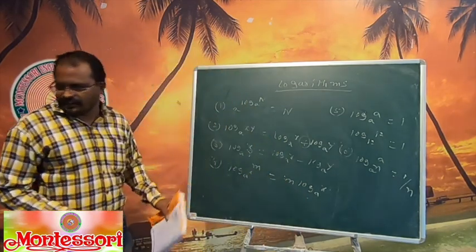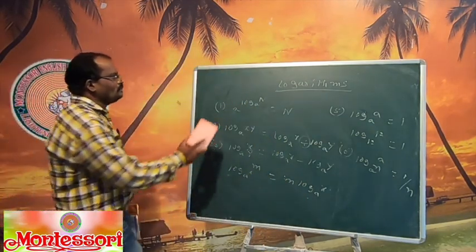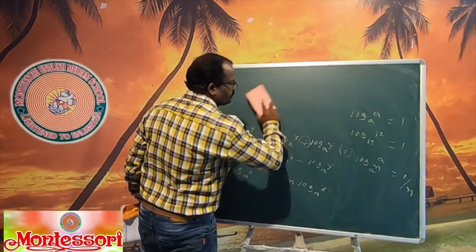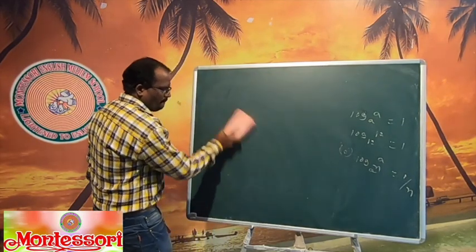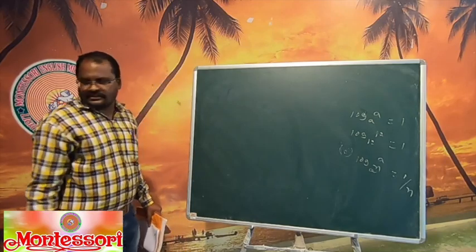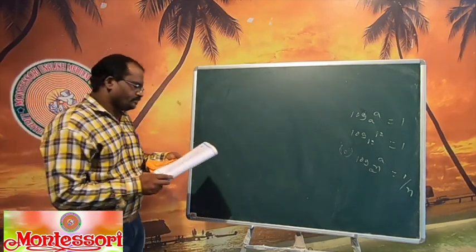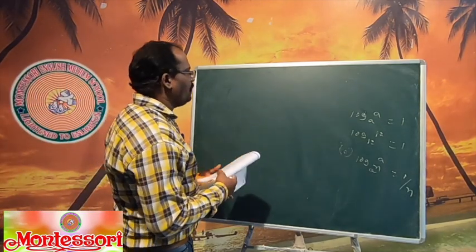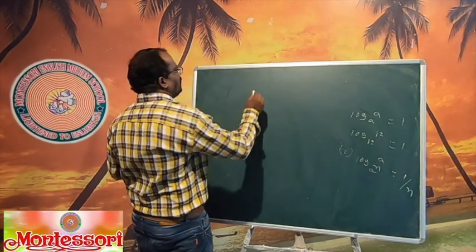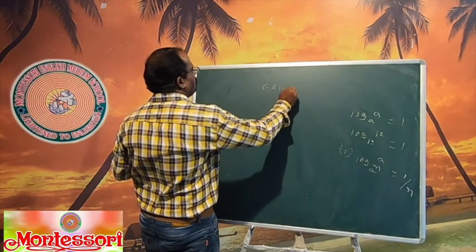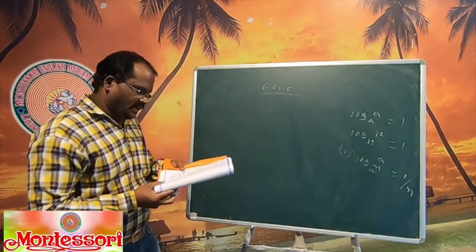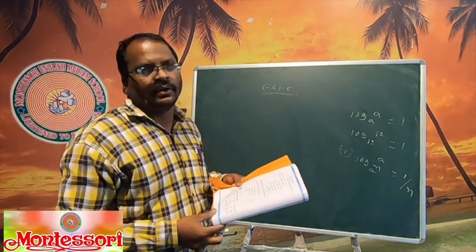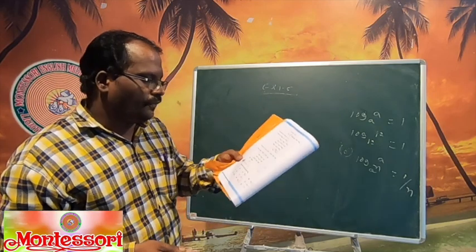Now come to the exercise. Exercise 1.5. Exercise 1.5, question number 1. What is given in the first question? Determine the value of the following.